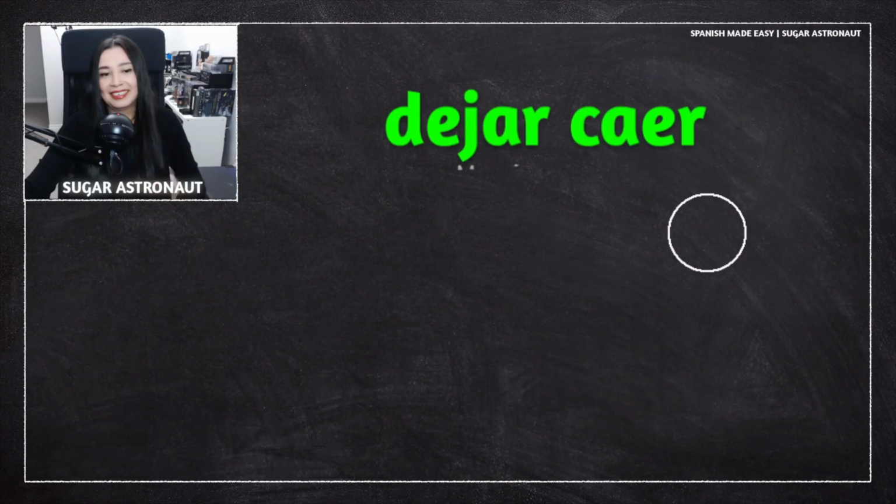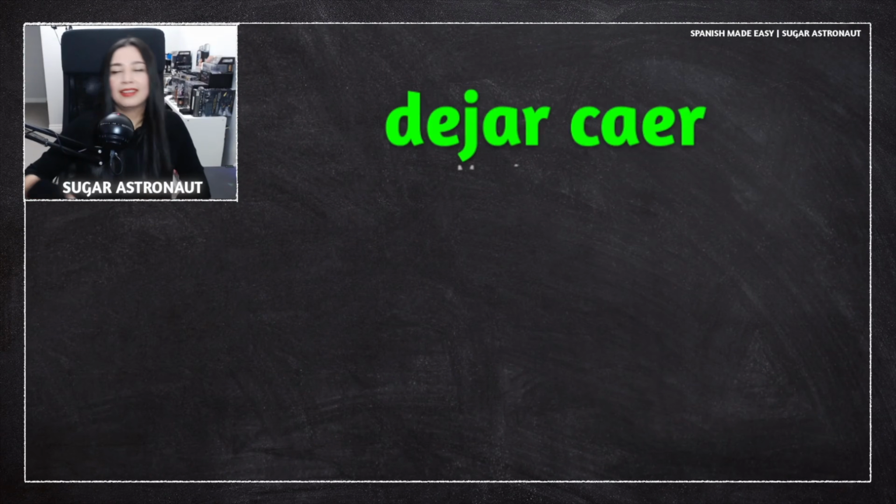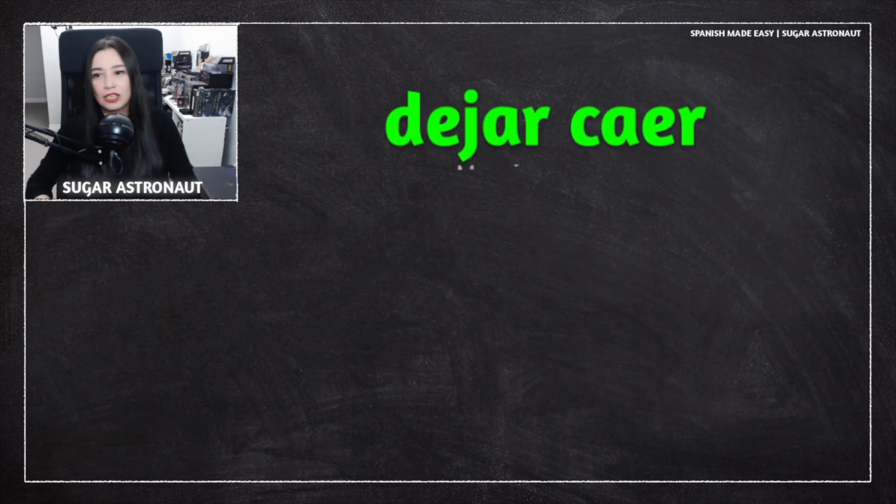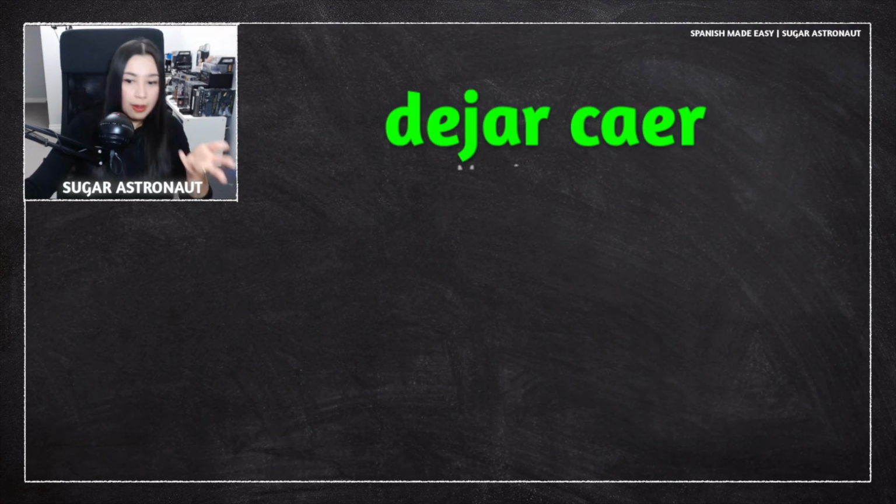Dejar caer. You can use dejar with other words, of course, and the meaning changes. So we have two different verbs, which is very interesting. Caer means to fall. It also means to hang, to drop. In some situations, that's the meaning. Those are the meanings of caer. To fall, to drop, to hang in.